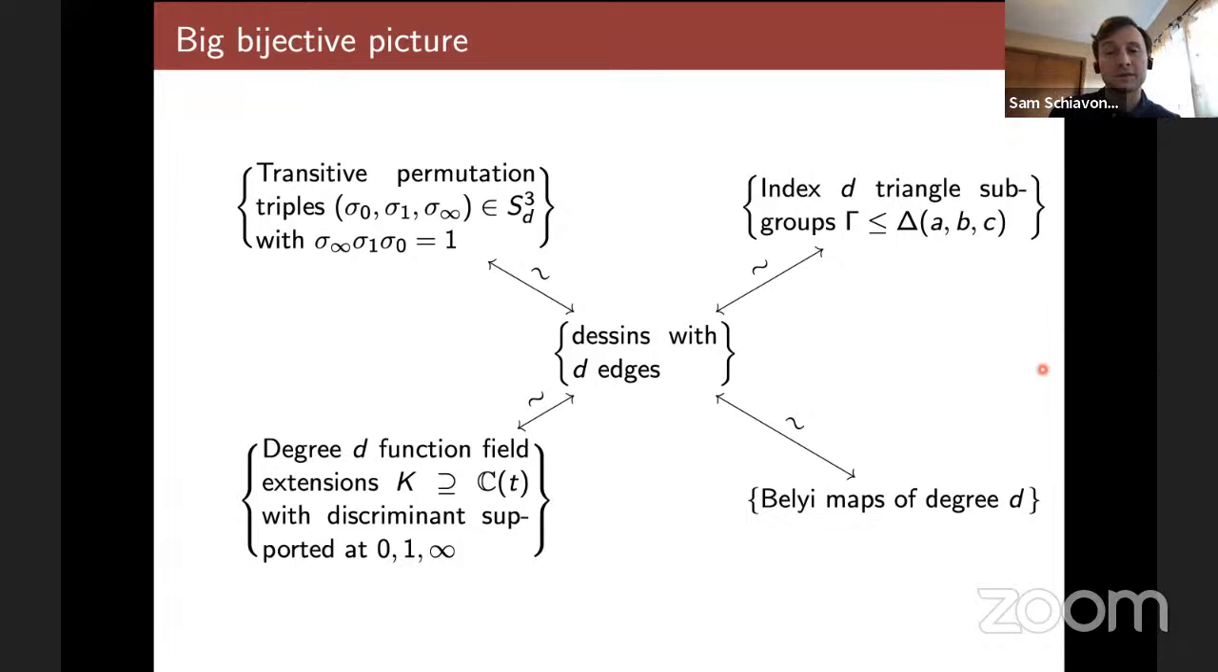So as I mentioned, our method of computation is going to use this bijection. Basically, we're going to start with this more combinatorial data of transitive permutation triples. From that, we're going to form a triangle subgroup, which is going to allow us to compute a Belyi map. So that's the plan.